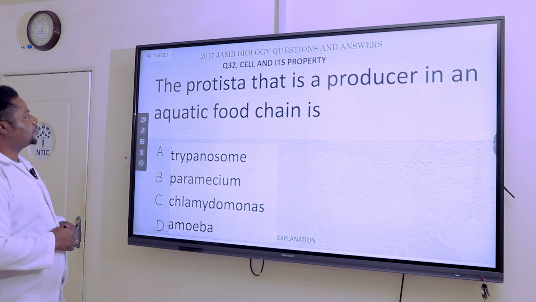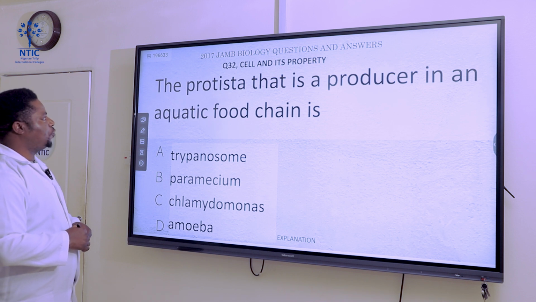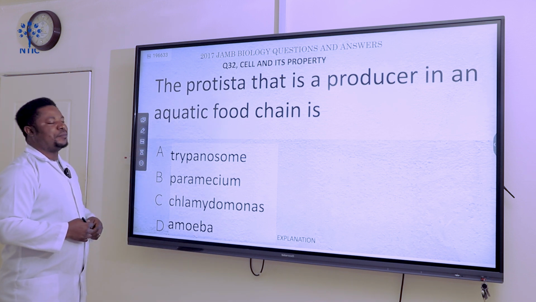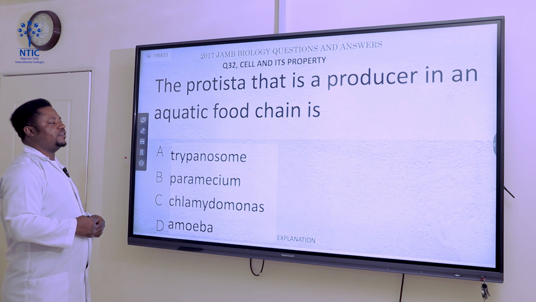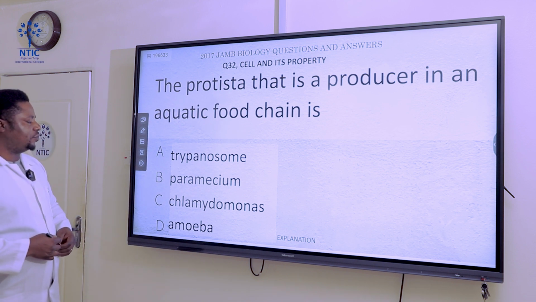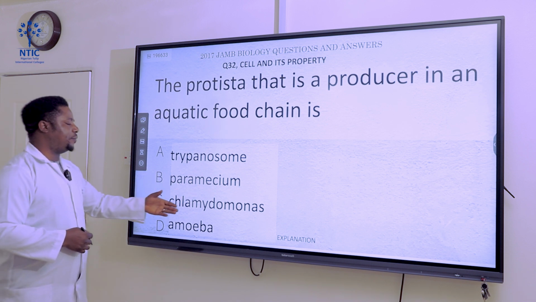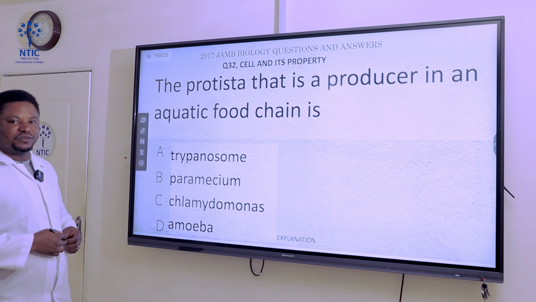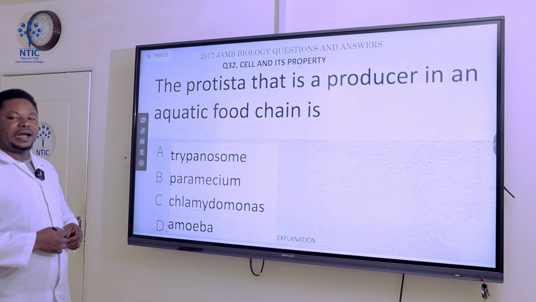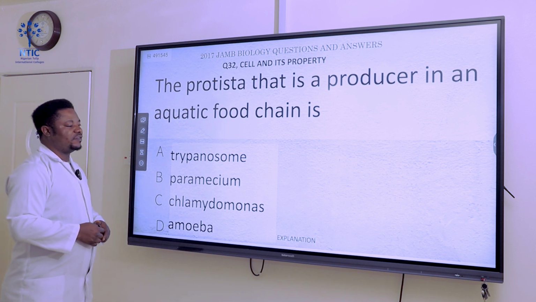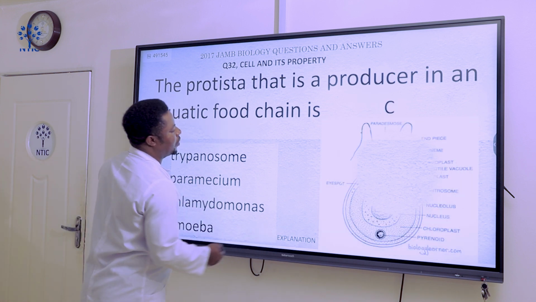Question number 32. The protist that is a producer in an aquatic food chain is, which of these protists is a producer in an aquatic food chain? We have trypanosome. This is a parasitic protozoan. We have paramecium, a free-living organism. It's not a producer. This is heterotrophic in nature. We have chlamydomonas. Chlamydomonas is a producer because it has chloroplast, and most organisms with chloroplast are photosynthetic in nature. Amoeba is a free-living organism which is not photosynthetic. So the correct answer to this is chlamydomonas.